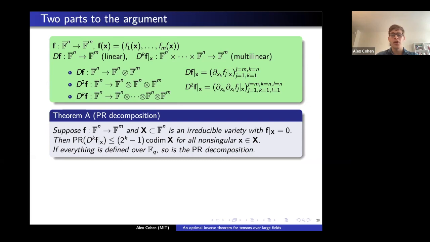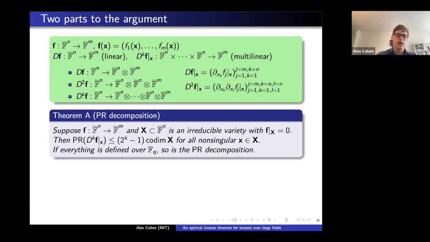But we have some polynomial f, and x is a variety on which f vanishes. Okay, this irreducible assumption, I think we need that, but I think we can assume it for the next part. So we have some irreducible variety, and f vanishes on the irreducible variety. Remember, f here has m different components, so that means that all these m equations vanish on x. Then what I'm claiming is that the partition rank of the kth derivative of f, which is some k tensor defined at the point x, and the k tensor varies with x, is less than or equal to 2 to the k minus 1 times the codimension of x for all non-singular points in x.